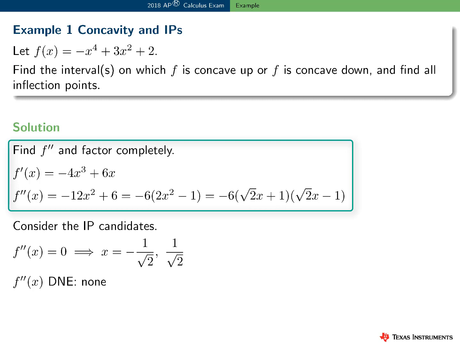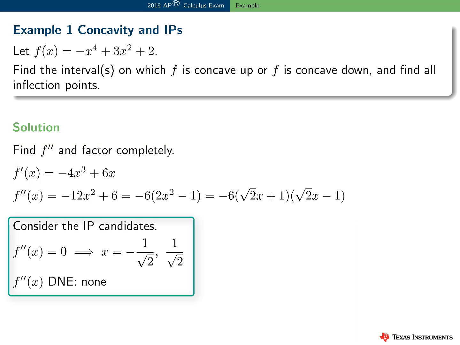First, find f double prime and factor completely. Consider the IP candidates. Find all those values where f double prime of x is equal to 0, and find all of those values where the second derivative does not exist, and here there are none.